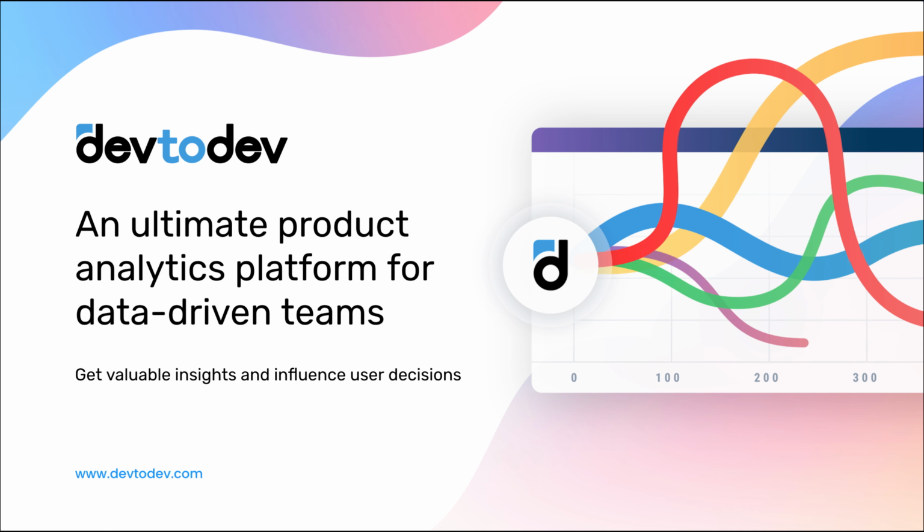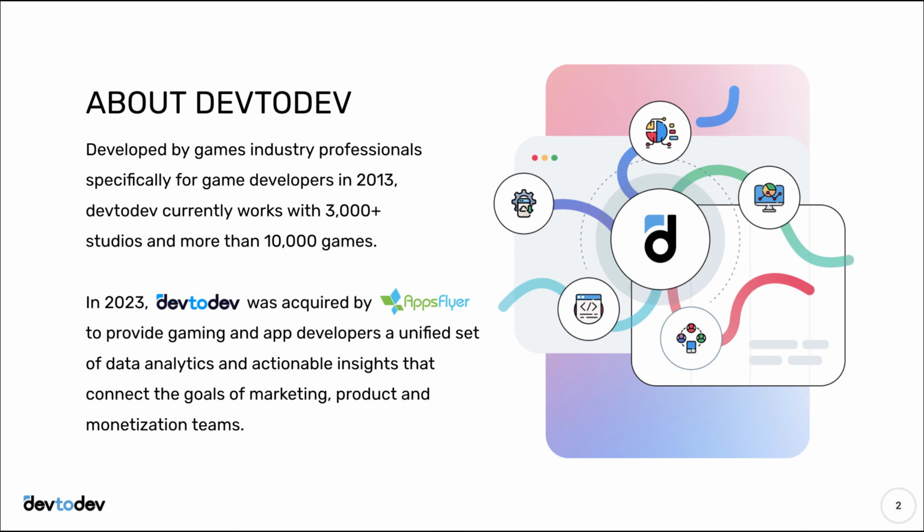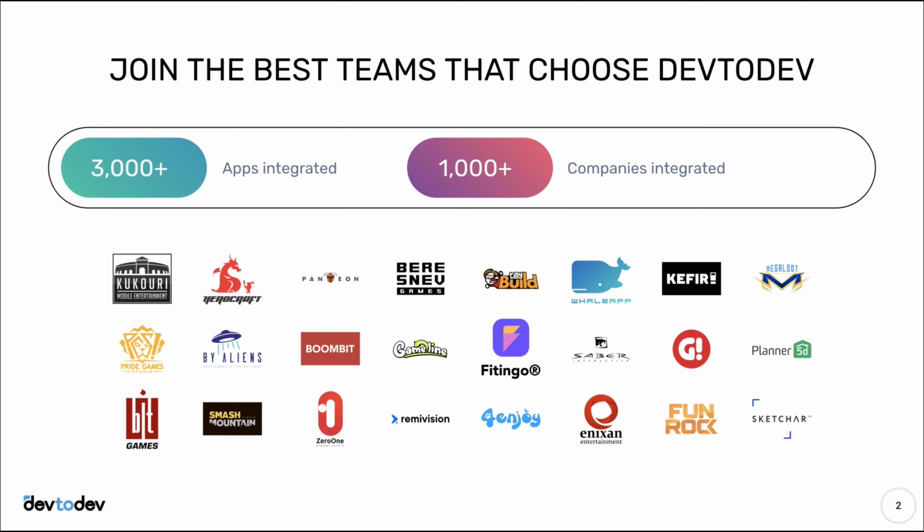First, we'll discuss why product analytics is essential, and then we'll dive into our demo project, which is the most exciting part. Devtodev is a powerful product analytics tool designed to help product managers, analysts, CEOs, and marketers collaborate effectively and grow their apps by making data-driven decisions. It's trusted by top-performing and rapidly growing app and game companies worldwide.